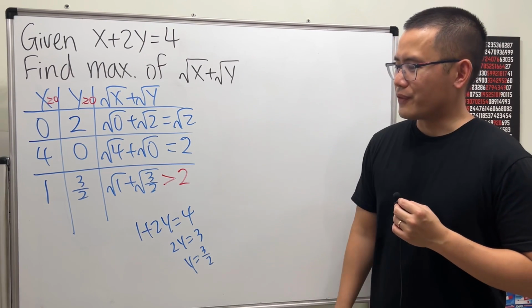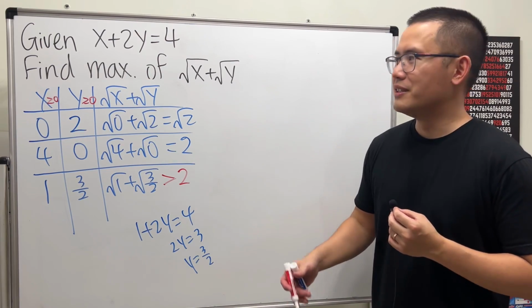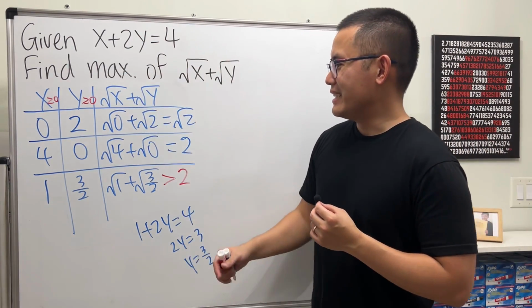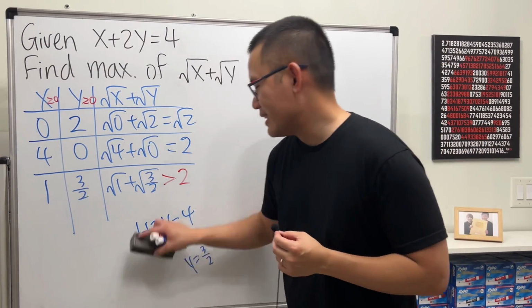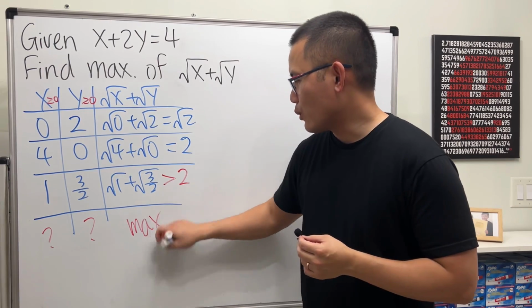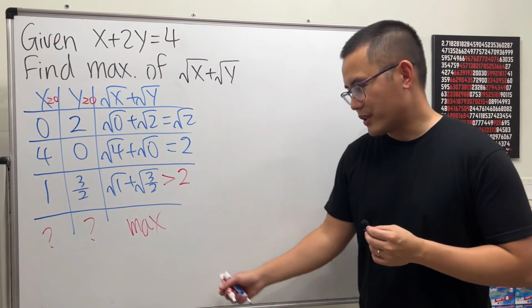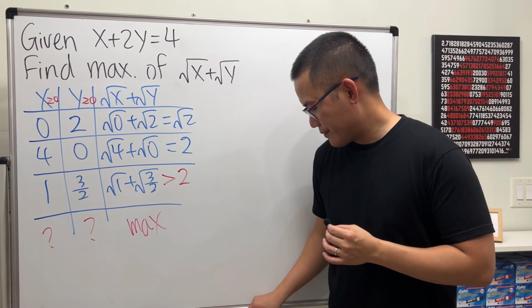So once we get to the fractions, there's no way for us to plug in all the fractions into this and then test it out, right? So we must have a better way to do it. So this is our goal. We want the x and y so that the result here is the biggest possible.